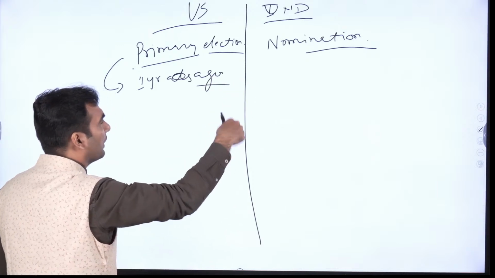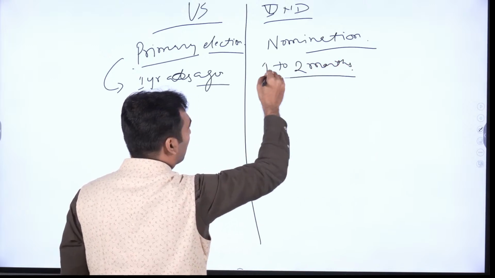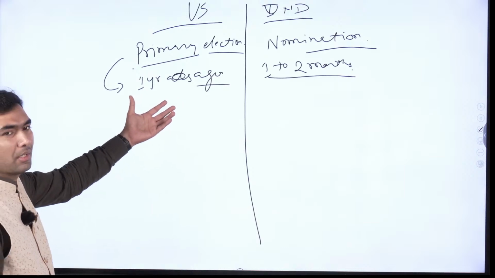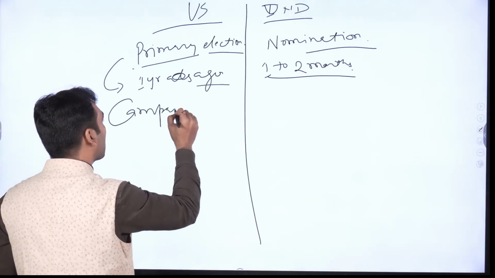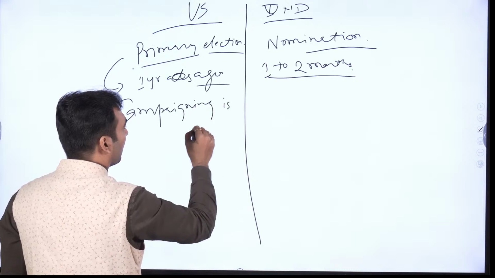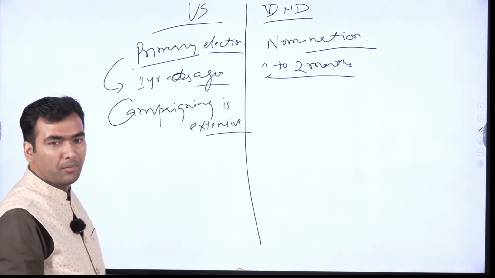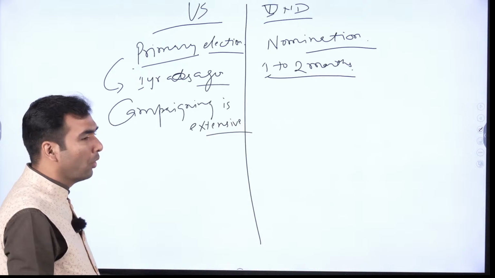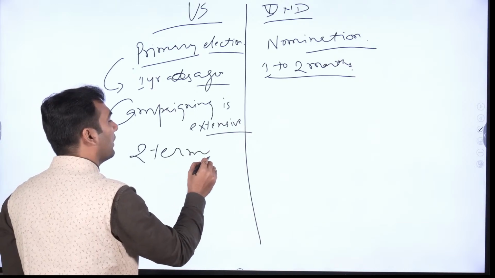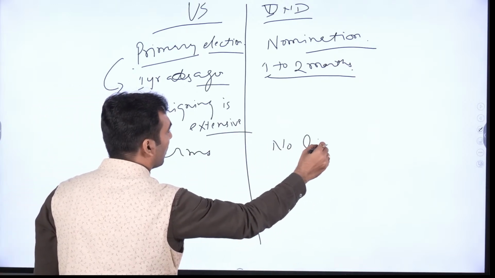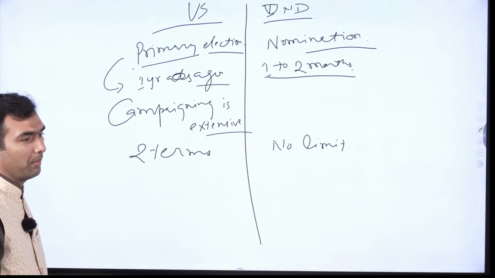In our case, it usually starts 1 to 2 months ago. And like the campaigning etc. is much more extensive there, much less extensive here. Even in case of our presidential election, the campaigning is very minimal because the electoral college is involved, not the whole people, whereas there in election, the whole people are involved. There the president gets 2 terms. In India, there is no limit, neither on president nor on prime minister. There is no limit on the number of terms one can be president or prime minister.